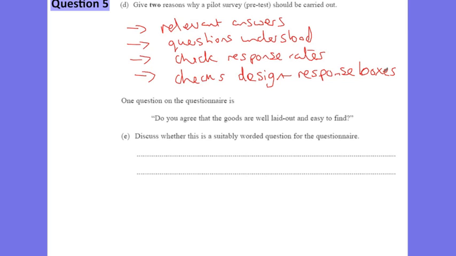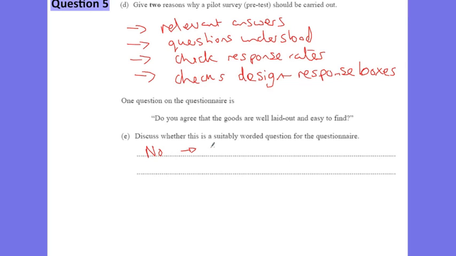One question on the questionnaire is, "Do you agree that the goods are well laid out and easy to find?" You're asked to discuss whether this is a suitably worded question for the questionnaire. Now, 2 marks are available, okay? First off, no. There's a number of reasons why this is not a suitably worded question.